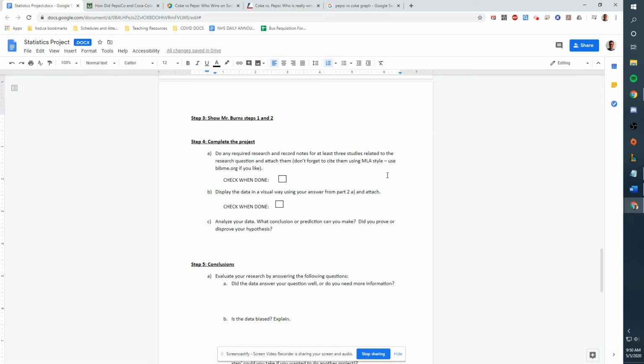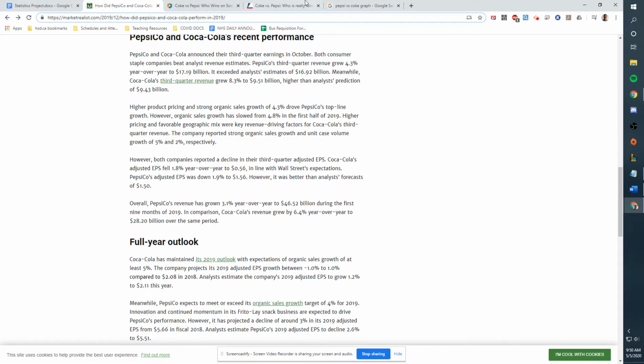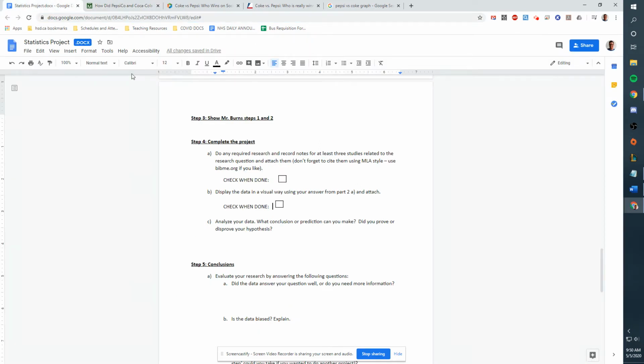So checked off. Next, display the data in a visual way using your answer from part 2A. Now I've got a bunch of different information here, right? I've got like stock market valuations, I've got social media numbers, I've got value overall. I have to choose what I'm looking at. Am I going to graph all 3 and show comparisons of all of them to draw my analysis? Am I looking at specific numbers only? Like, am I only pulling certain things from each website?